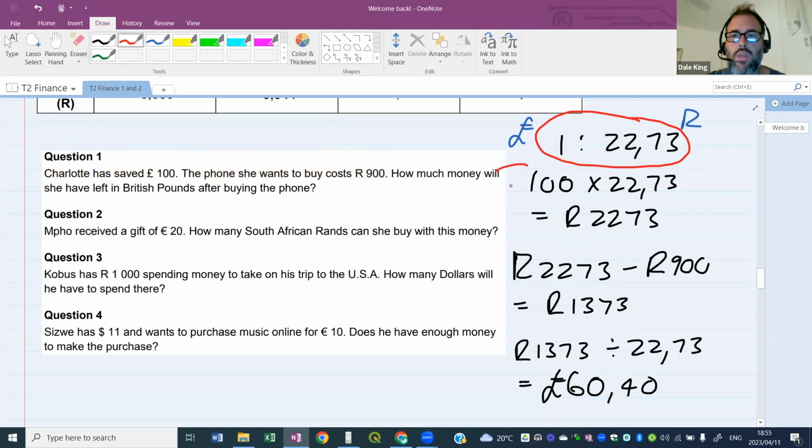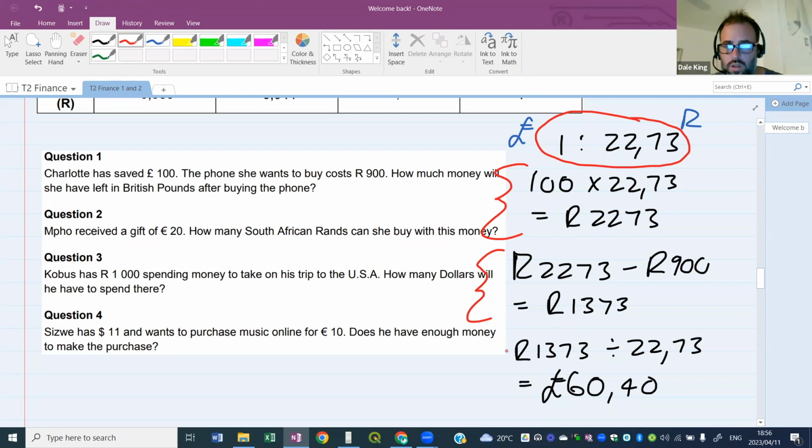That was this step here. And we see she's got lots of rands. She's got 2,273. Okay, because we times by 22,73, we got 2,273. Then we take off the phone money. She buys the phone for 900 rand, which is this step here. This is how many rands she has left over. Now, the question didn't say how much will she have left in rands. They said how much will she have left in pounds.